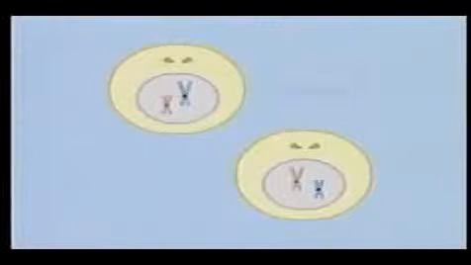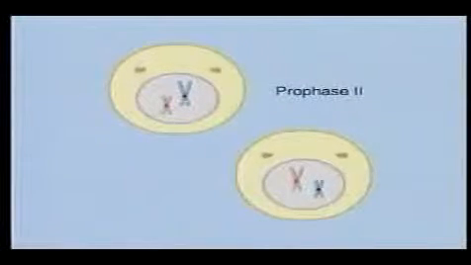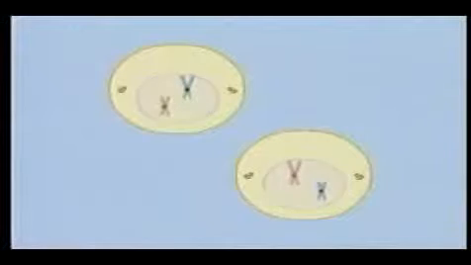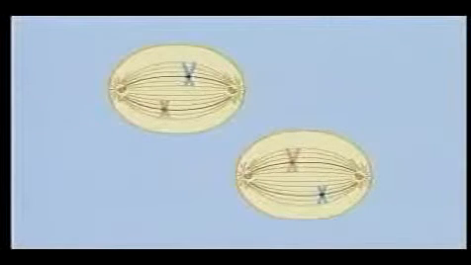The first phase of meiosis II is prophase II. During prophase II, the centriole pairs move to opposite ends of the cell. The nuclear envelope dissolves and a spindle forms. The chromosomes are pulled toward the middle of the cell.